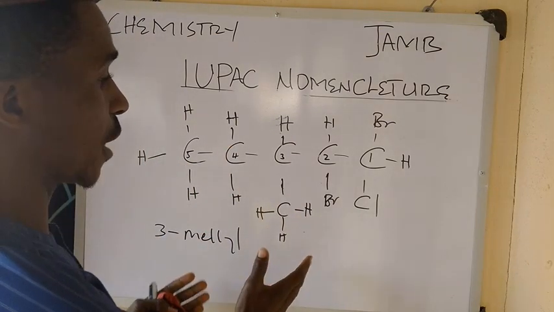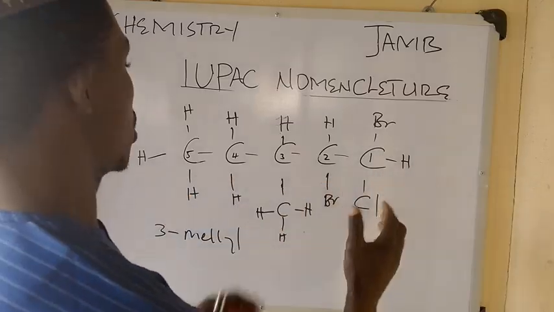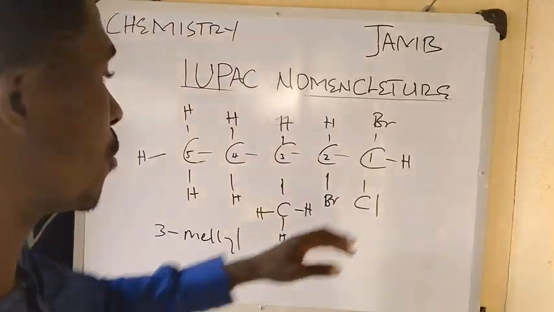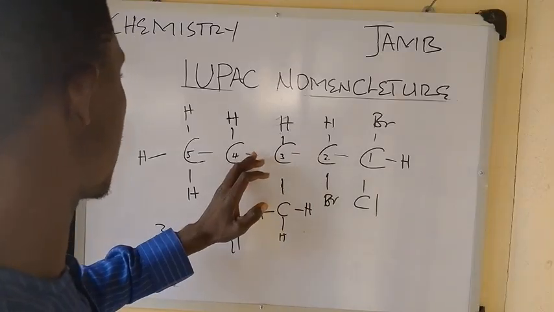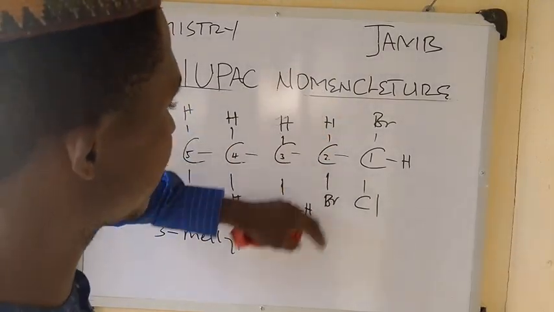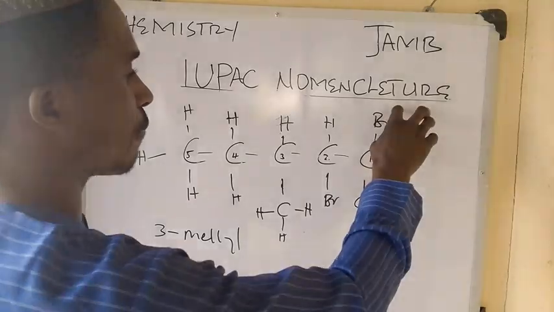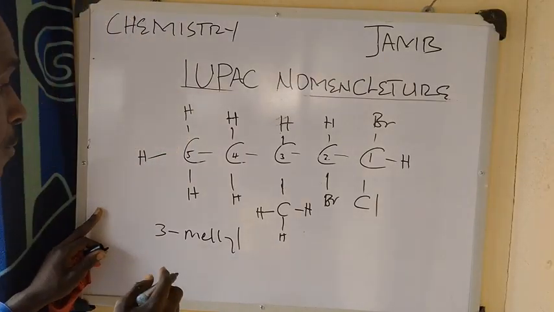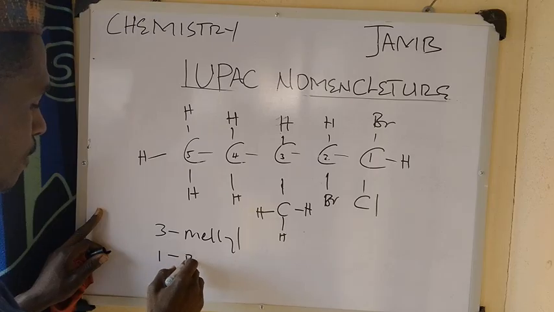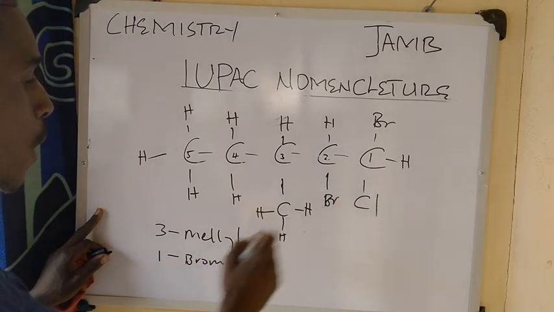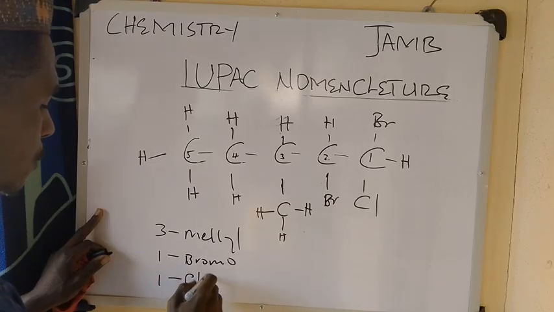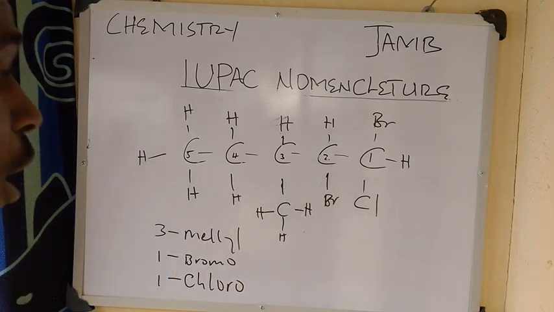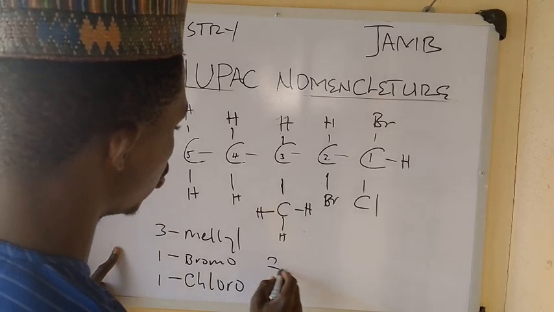So if you look at this structure again, you can see that most of the substituents are here. So we have to number in such a way that the substituents will have less number. So if you number from here, you have 1, 2, 3, 4, and 5. So I want to number my substituents. At carbon number 1, I have bromo, and at carbon number 1, I have what? Chloro. So it will be 1-bromo, then 1-chloro. Then at carbon number 2, I still have another bromo. So I will call it what? 2 what?